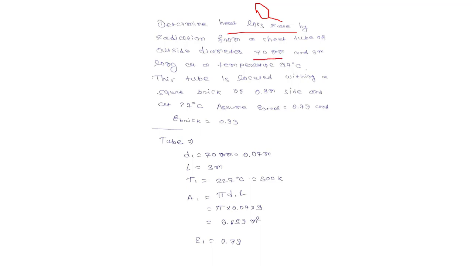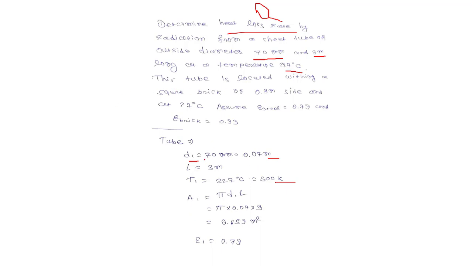outside diameter 70 mm. So a tube having outside diameter 70 mm and 3 meters long, and the cylinder is at a temperature of 227 degree centigrade. So for the tube we are using D1 as 70 mm, and here we always use meter for length and Kelvin for the temperature.